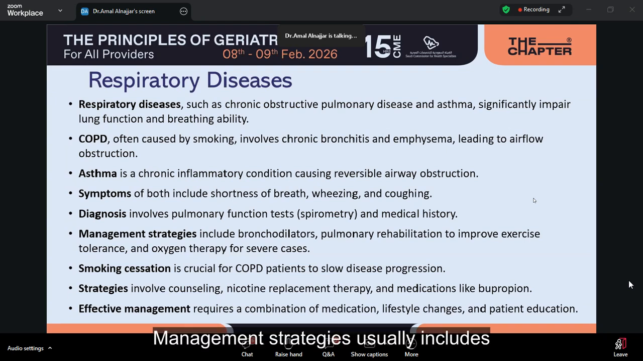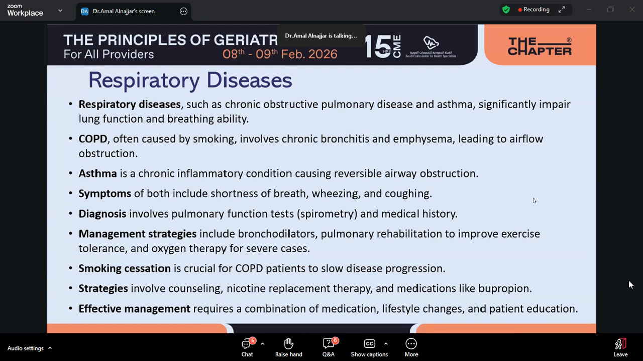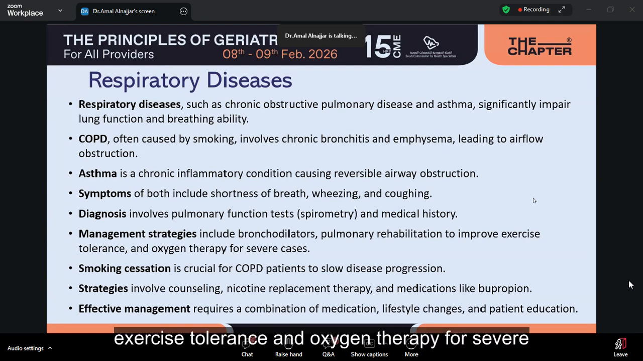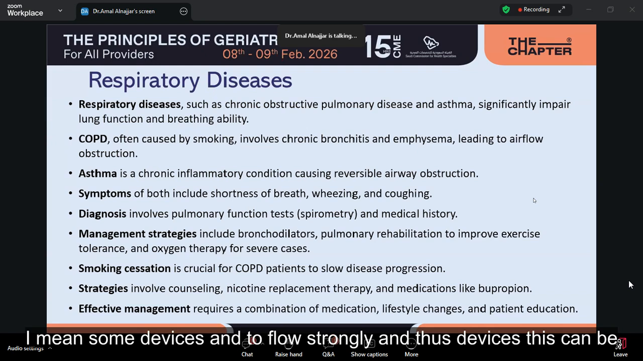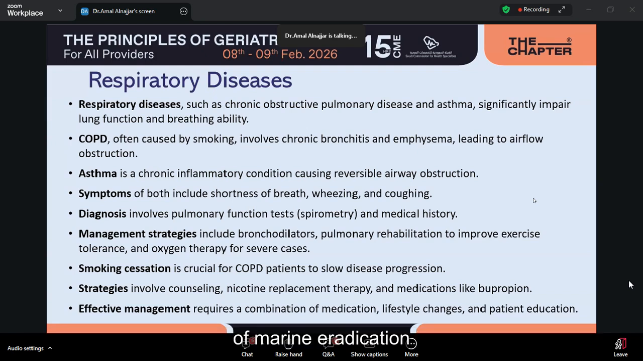Management strategies usually include taking bronchodilators, as we mentioned, and pulmonary rehabilitation to improve exercise tolerance, and oxygen therapy for severe cases, when they use some devices and have to blow strongly on those devices. This can be part of pulmonary rehabilitation.